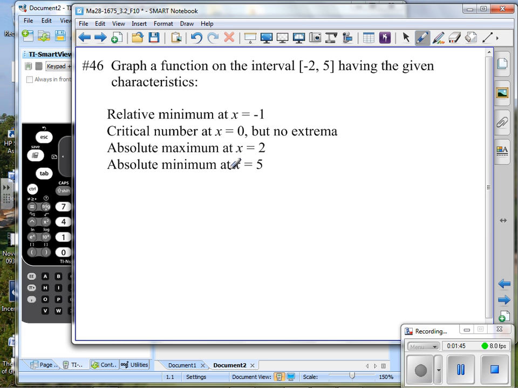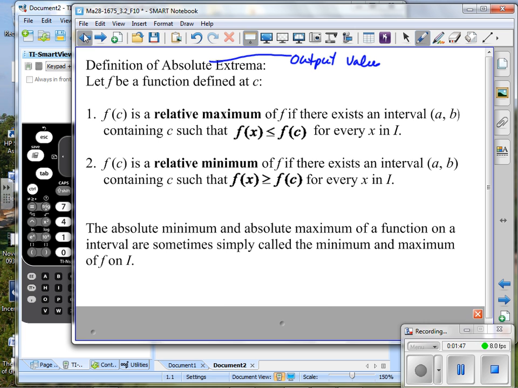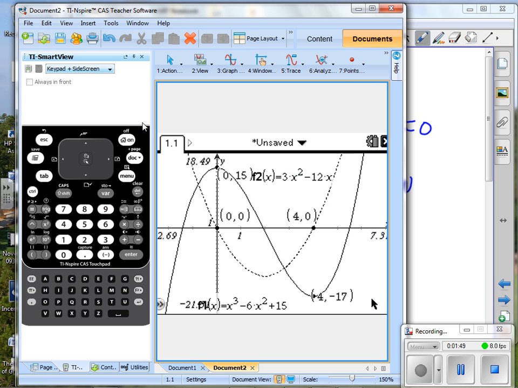Let's look at an example. By the way, let me go back to this one here, the cubic one. Is there an absolute maximum output value for this cubic function? No. Because it's going to continue going up, up, up, and down, down, down.